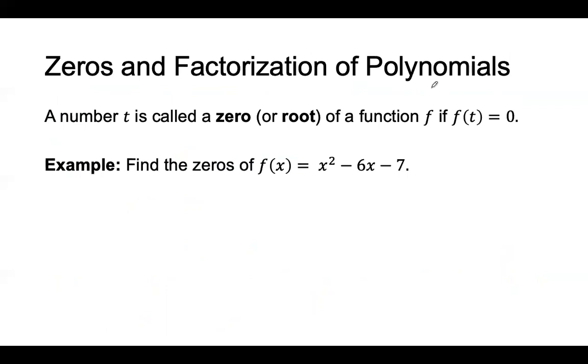Now, zeros and factorization of polynomials. Suppose you have a number t, and this is called a zero or a root. A lot of textbooks use either the word zero or root, but I'm going to use them interchangeably, so please know these words. We denote the function f; if at this variable t it is equal to 0, we want to find the zeros of this function. This basically means we set the function to 0 and solve for the variable, this t, or it could be an x, whatever the variable is.